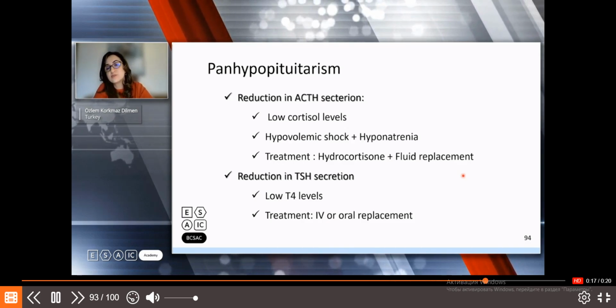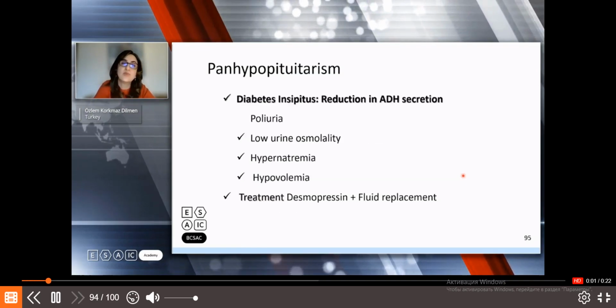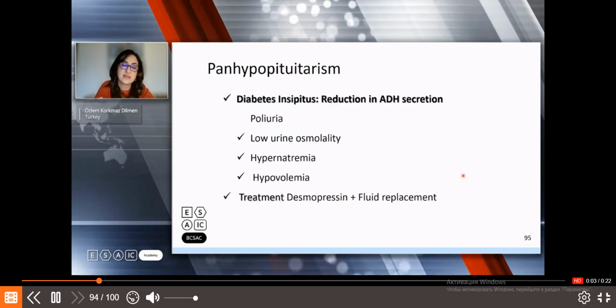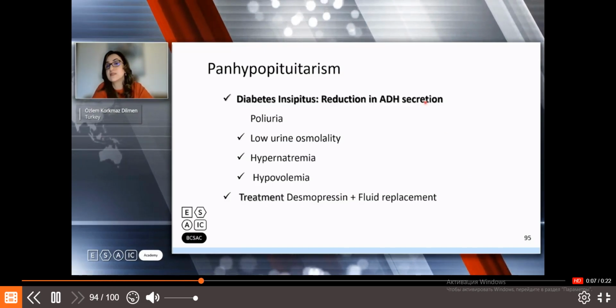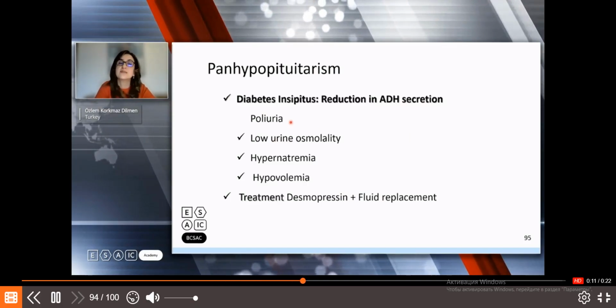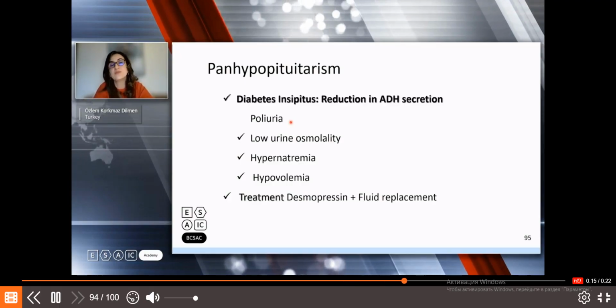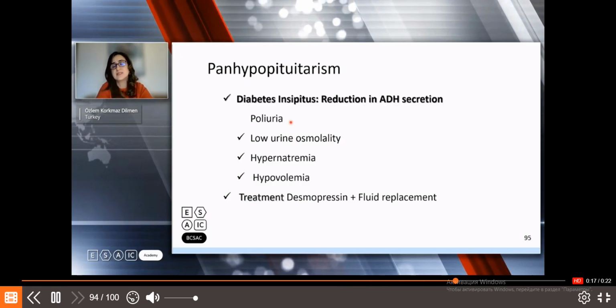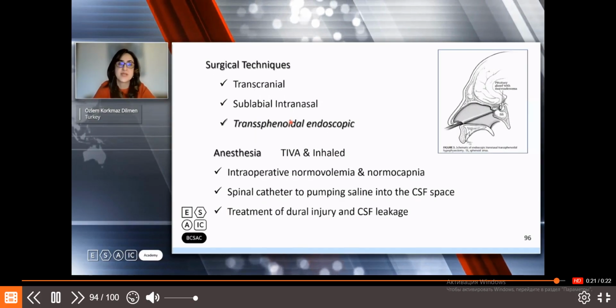Reduction in thyroid stimulating hormone causes hypothyroidism, and if the posterior hypophysis is affected, it may cause diabetes insipidus due to reduction in antidiuretic hormone secretion. The clinical features are polyuria, low urine osmolality, hypernatremia, and hypovolemia. The treatment involves desmopressin and fluid replacement.